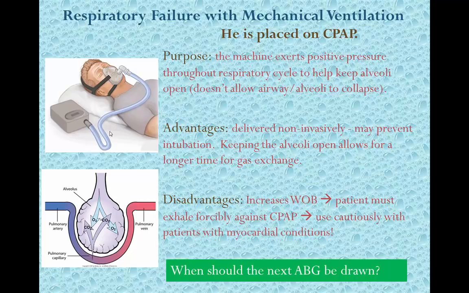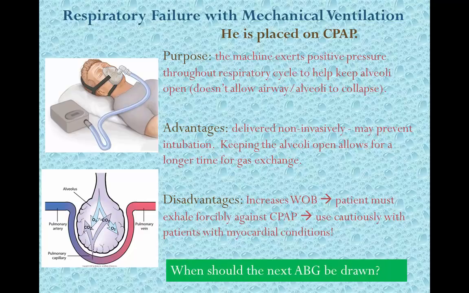Again, this goes back to it's a physics thing. And if you want, you can talk to your respiratory therapist about all the physics of this. It is not necessary knowledge for this course. What you do need to know is if your patient is on CPAP, what are the things that you, the nurse, assess for? So the good thing about CPAP is that it is delivered non-invasively.